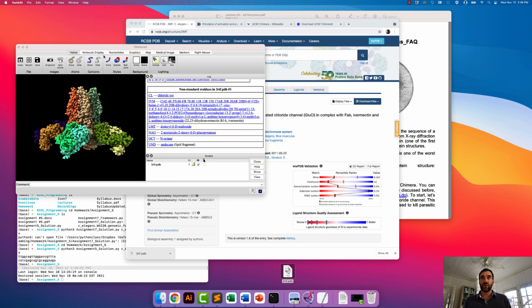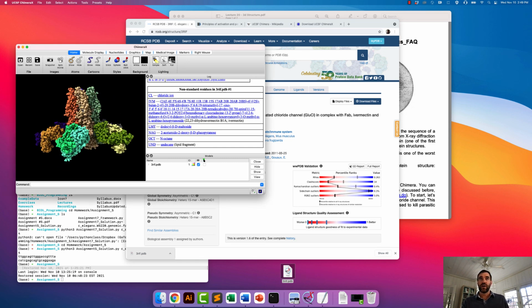All right, so far we have gone over a bit of the basics of PDB, and we've been able to download Chimera, and we've opened the glutamate gated chloride channel within that.